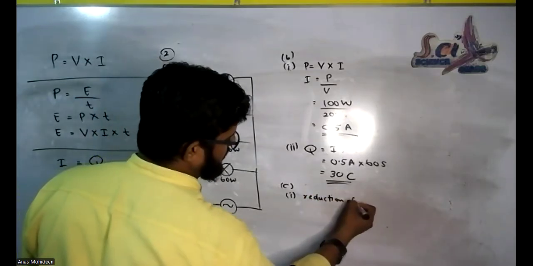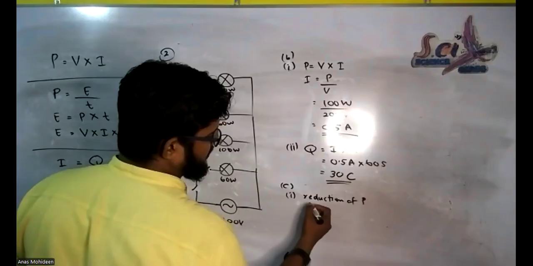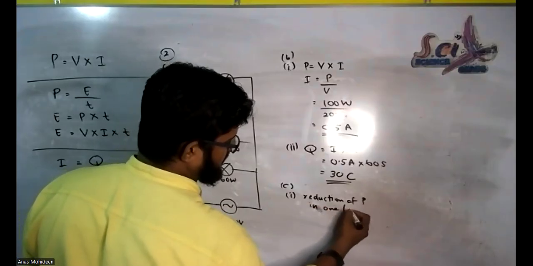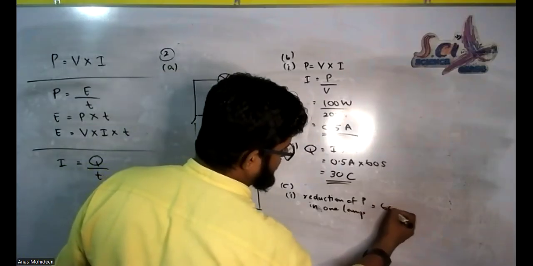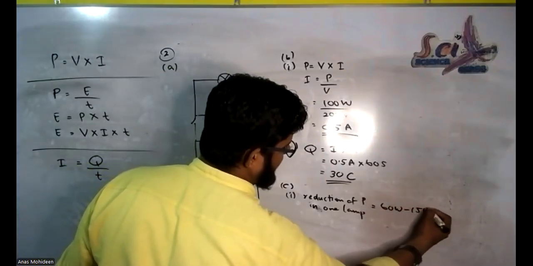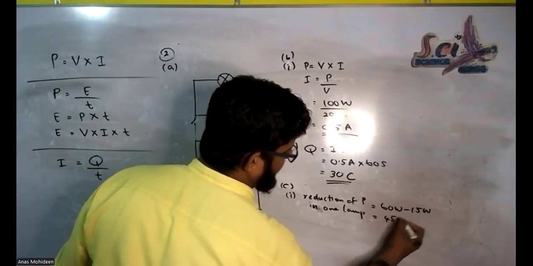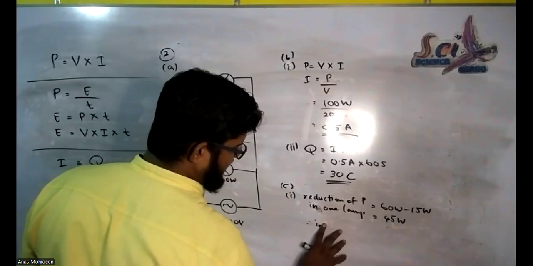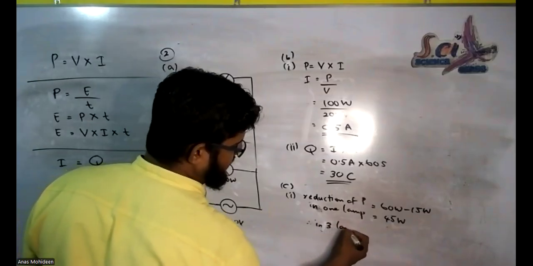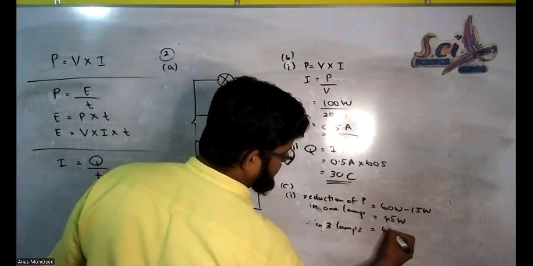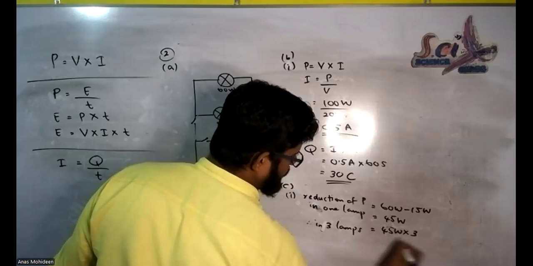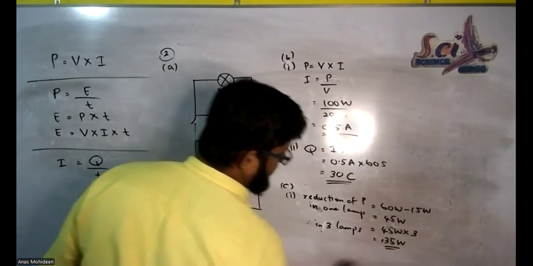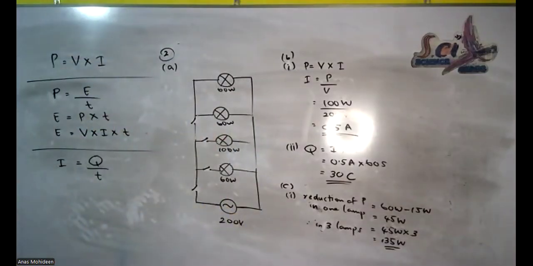Reduction of power in one lamp is equal to 60 watts minus 15 watts, 45 watts. So hence, in 3 lamps you are going to replace, 45 watts into 3 equals 135 watts. 135 watts.